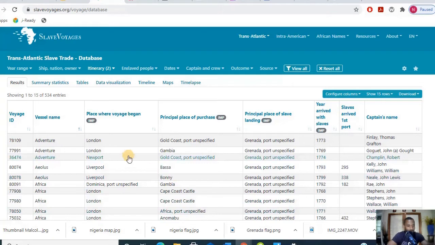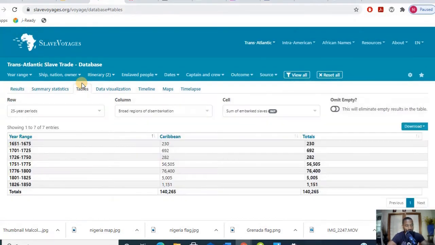But I don't want to just have random ships listed, right? So I'm going to go to where it says tables. Click tables, and it gives me the ships that landed in Grenada in 25-year increments. 140,265 is the total. But I want to know about the regions. I want it broken down into regions because I studied secondary sources, and Africa is broken down into 8 transatlantic slave trade regions.